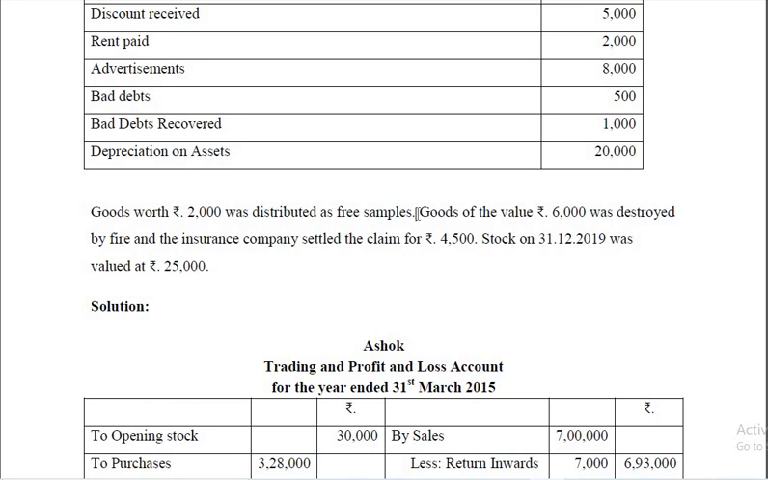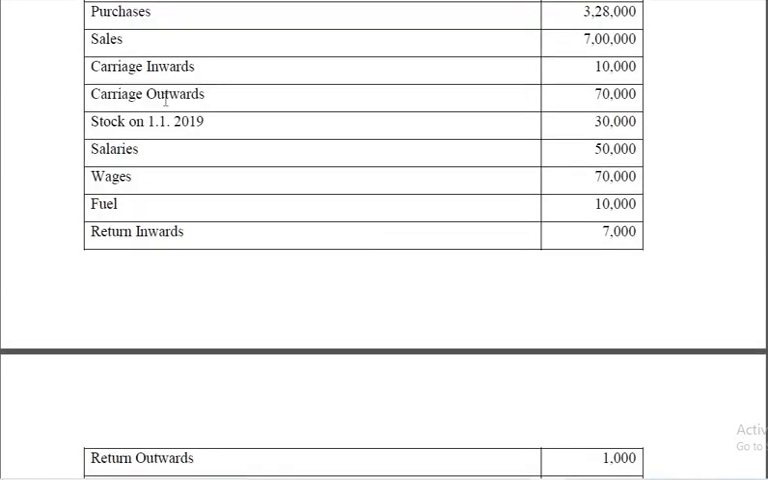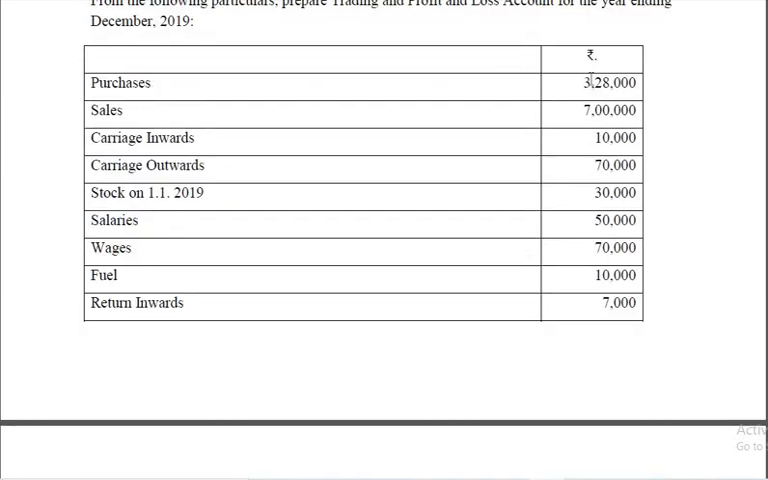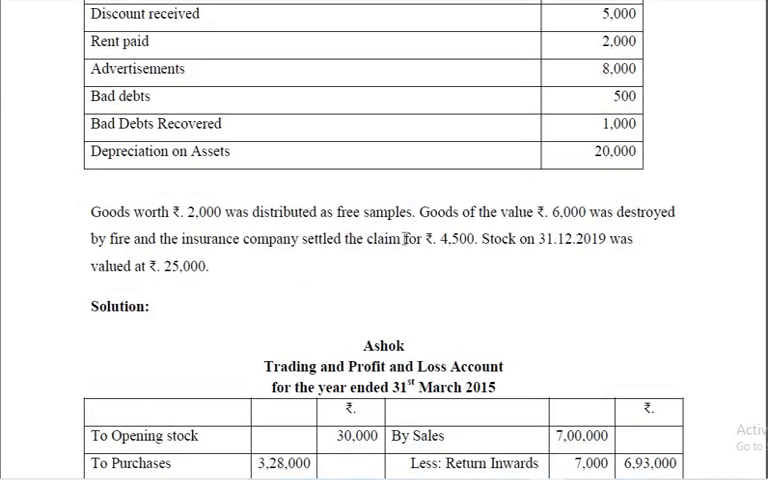So advertisement account will come to the profit and loss account. If advertisements are there here, to that you have to add 2000. And from the purchases you have to deduct 2000. It is credited. So purchases are there 3,28,000. You have to deduct 2000 there in the trading account, debit side.